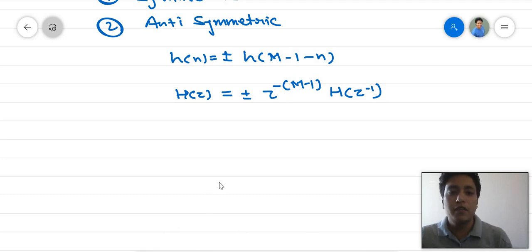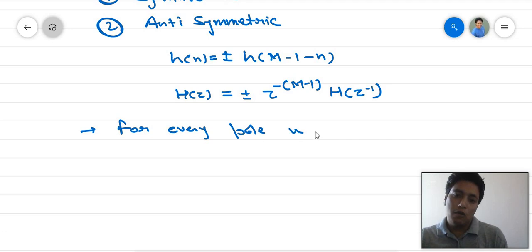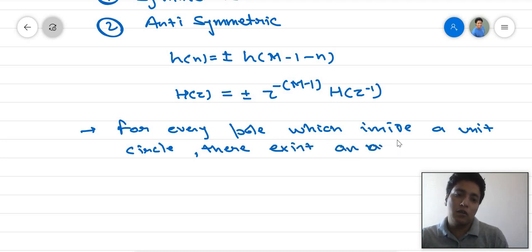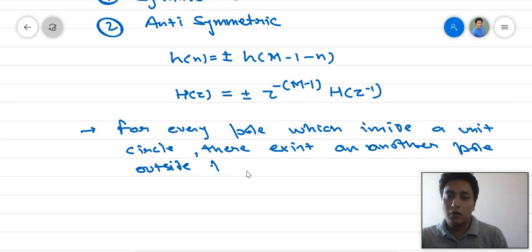It means the same thing which we discussed in our previous lecture, that for every pole which is inside the unit circle, there exists another pole outside the unit circle.